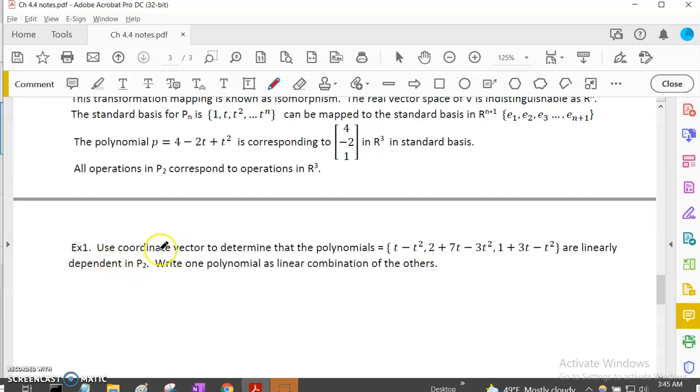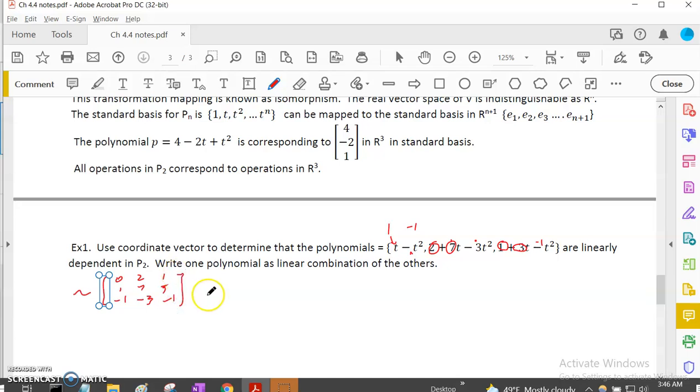Example 1. Use the coordinate vector to determine whether these are linearly dependent. So this is a set of polynomials, but I can write them as a set of vectors: 0, 1, negative 1, 0, 2, 7, negative 3, because I would just use the coordinates, right? So this is 1, and this is negative 1. This coordinate is 2, and this coordinate is 7. You can see that I just use the coefficients. This is negative 3. This coefficient is 1, 3, and negative 1. So the last one is 1, 3, negative 1.